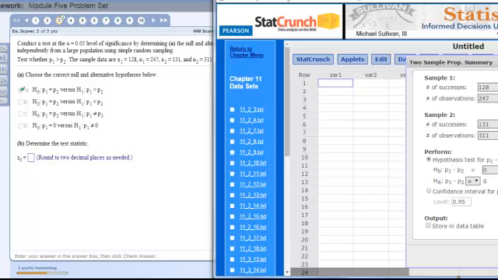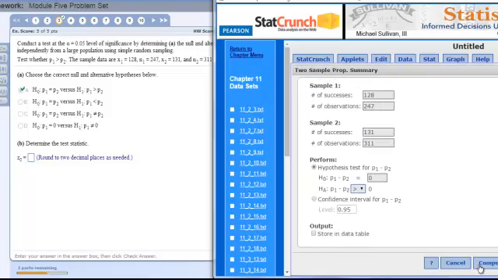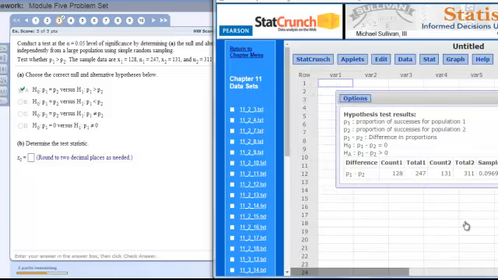Then we're doing this hypothesis test. P1 minus P2 equals 0. That makes sense. If they're both the same and we subtract them, they're going to equal 0. And then the alternative we have over here is P1 is greater than P2. So we got to change that to match up. And then we should go ahead and compute this.